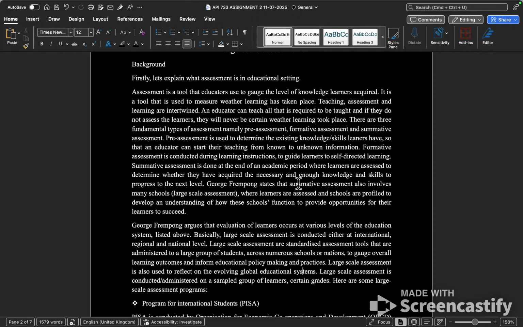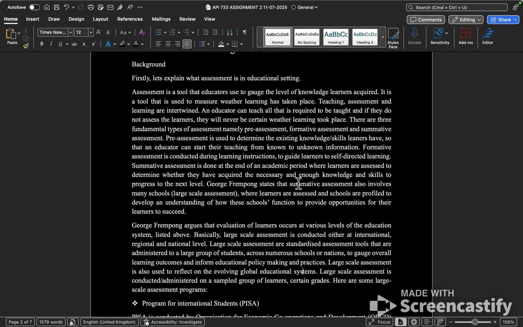Now, assessment is divided into three fundamental types, or I will only focus on the three fundamental types, which is the pre-assessment, the formative assessment, and then the summative assessment. Pre-assessment is conducted at the beginning of the lesson. Before you start the lesson, you do a pre-assessment. This is to establish the existing knowledge the learners have at that current time, or at that particular moment. It also assists the educators to tailor their lessons in accordance with the level of knowledge the learners have.